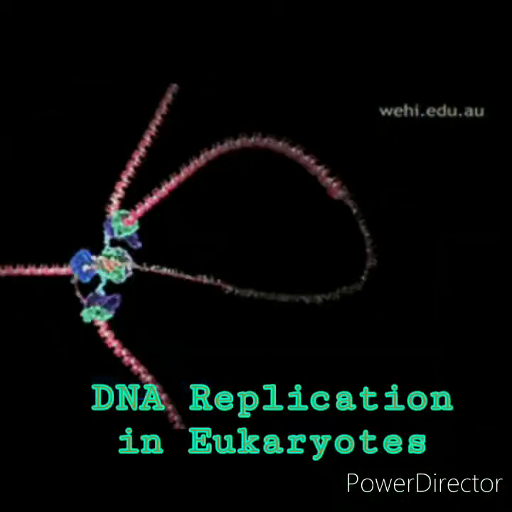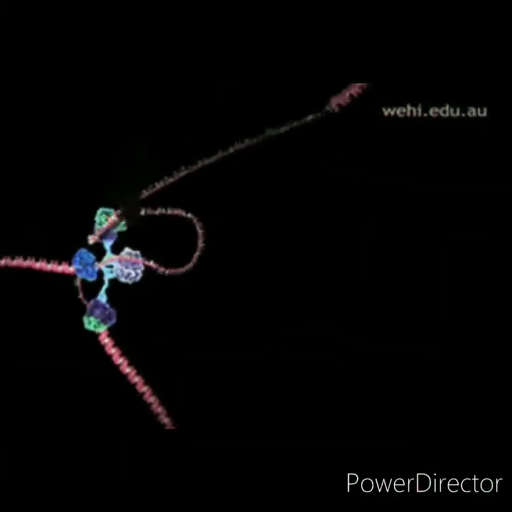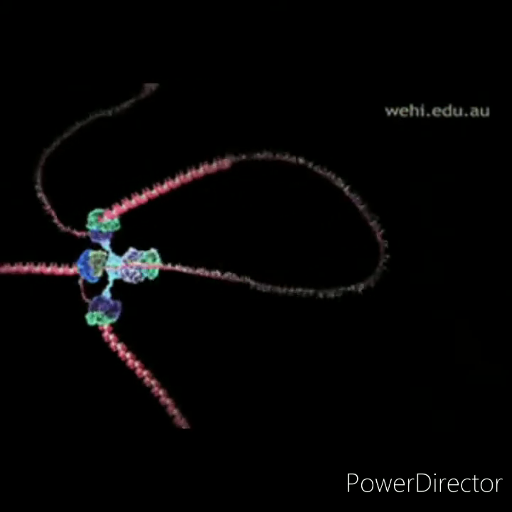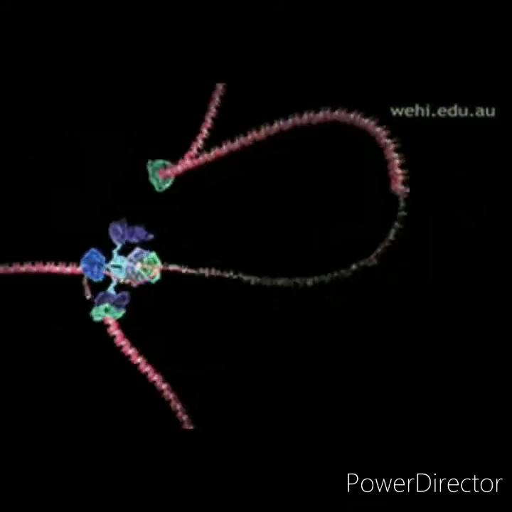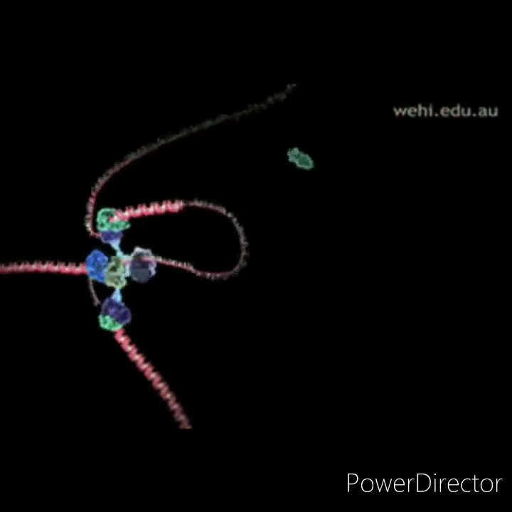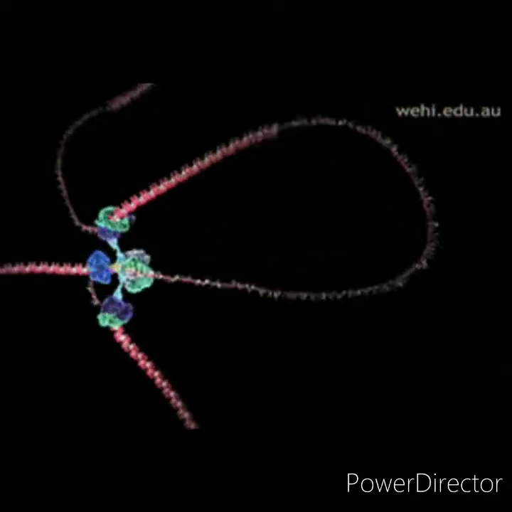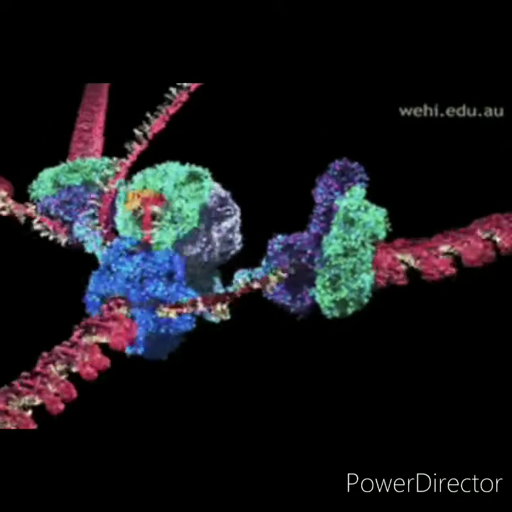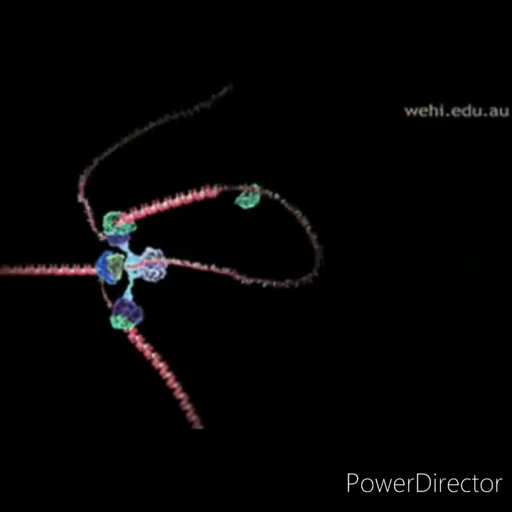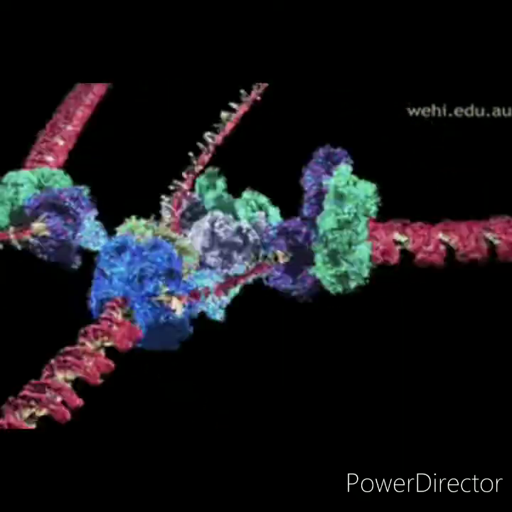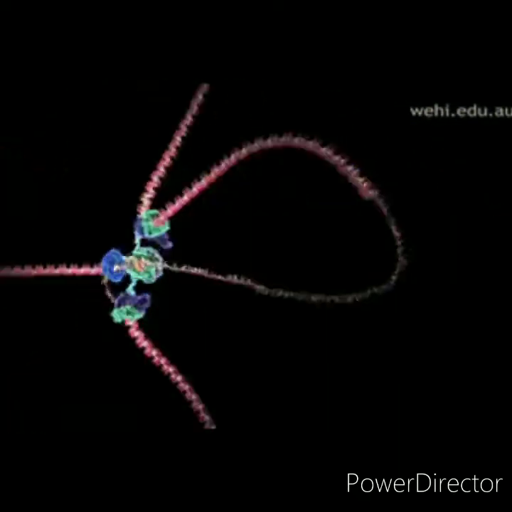DNA replication in eukaryotes. Replication in eukaryotes starts at multiple origins of replication. The mechanism is quite similar to prokaryotes. A primer is required to initiate synthesis, which is then extended by DNA polymerase as it adds nucleotides one by one to the growing chain.